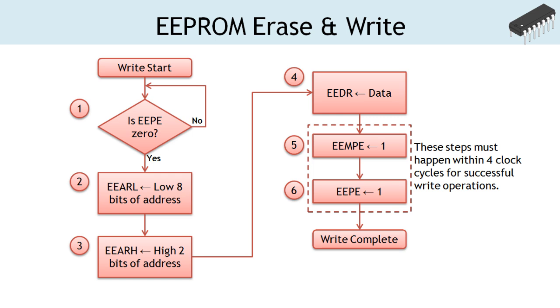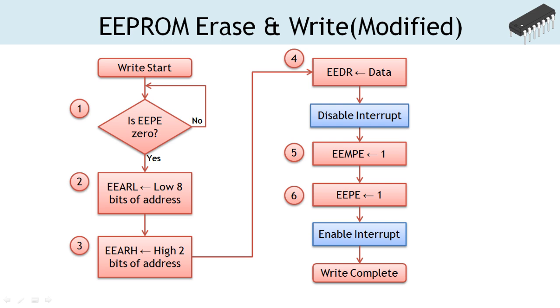But when the system complexity increases and the number of tasks and interrupts handled by the microcontroller increases, a few precautions must be taken. There is a possibility that an interrupt may occur between step 5 and 6. In such a case, the write operation fails since the constraint of setting the EEPE bit within 4 clock cycles is not respected. Furthermore, if the ISR interrupting the write operation accesses EEPROM for any operation, the EEAR and EEDR registers will be modified, causing the interrupted EEPROM access to fail. To mitigate such cases, it is recommended to disable the interrupt by clearing the global interrupt flag before setting the EEMPE and EEPE bits, and enable the interrupt back again after the operation is completed.